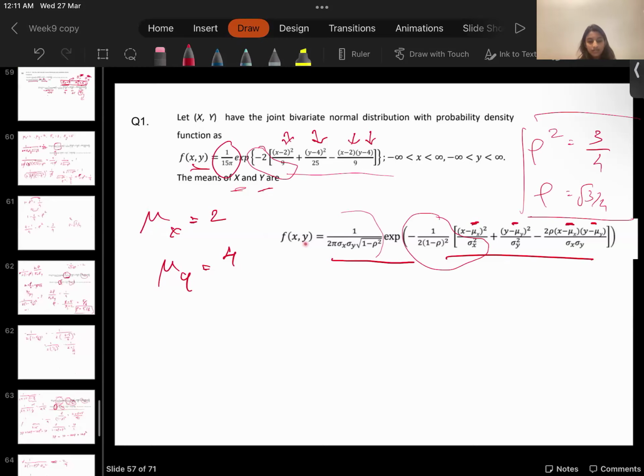Why I kept trying was the answer that was given to us was rho is equal to 5 by 6. But we are not getting that. Whichever way I substitute, I'm getting rho is equal to 3 by 4. Rho square is equal to 3 by 4.